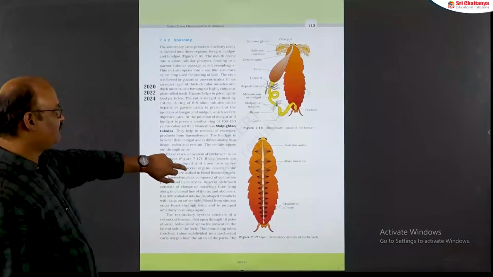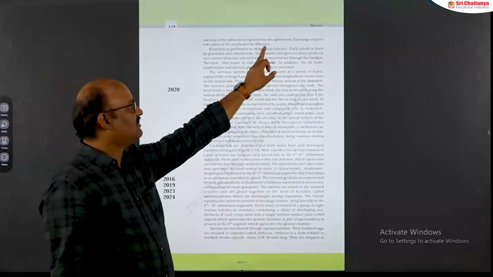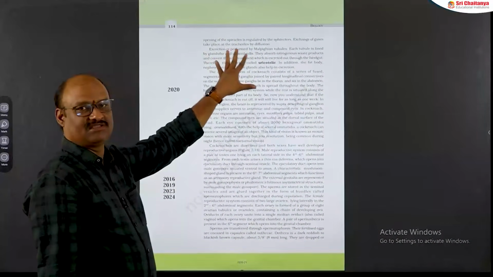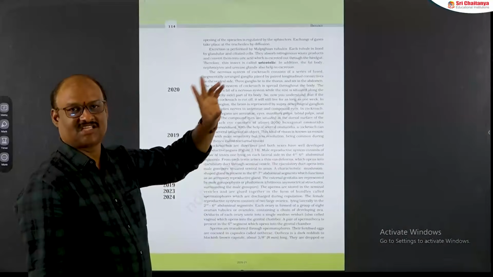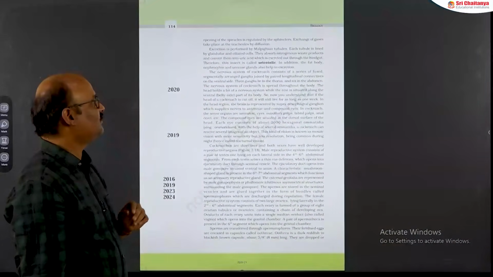So, respiration: finally, the air is transported directly to the cells or tissues with the help of tracheoles, and the exchange of gases takes place by diffusion. And there was a question in the excretory system before, in 2020.